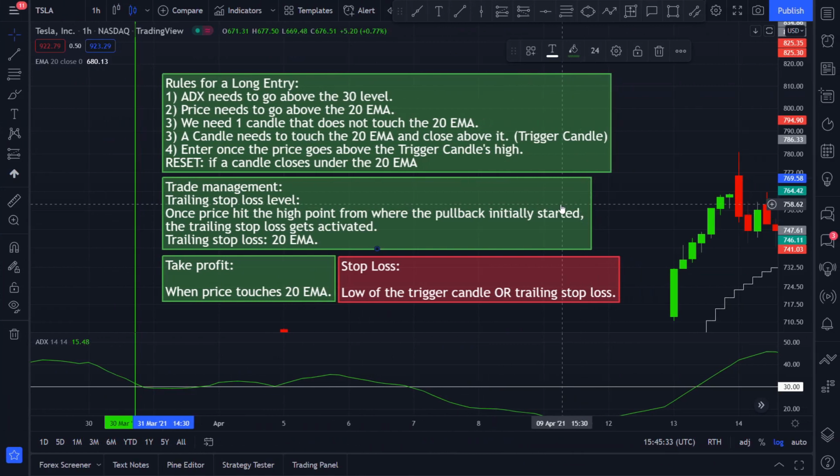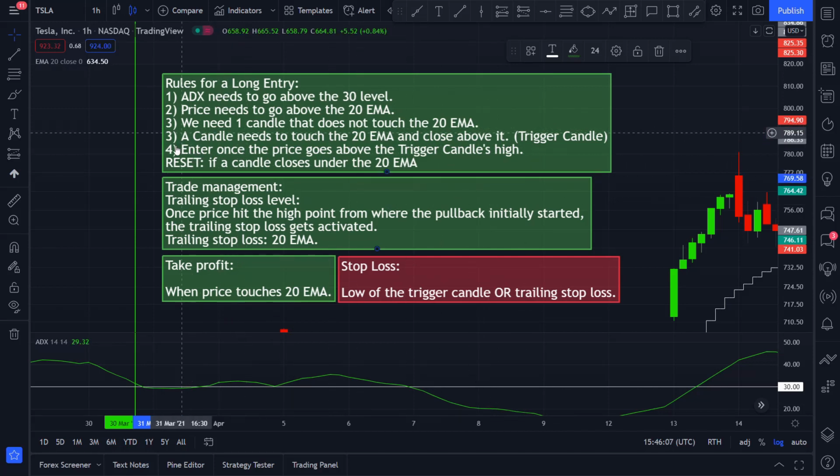So here are the rules for the long entry. First, you need the ADX to go above the 30 level. Then you need the price to go above the 20 EMA. Then we need one candle that does not touch the 20 EMA, like this one here. After that, a candle needs to touch the 20 EMA and close above it. That is going to be called the trigger candle. And 4, you can enter once the price goes above the trigger candle's high.